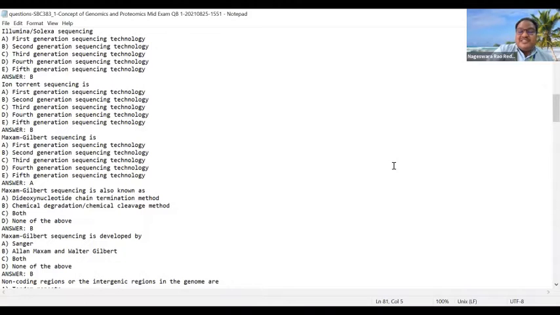Ion torrent sequencing is first, second, third, fourth, or fifth generation? Uday. Your voice is breaking. Second generation, sir. Yes, correct. Second generation sequencing. Okay. Yes, sir. Next one.